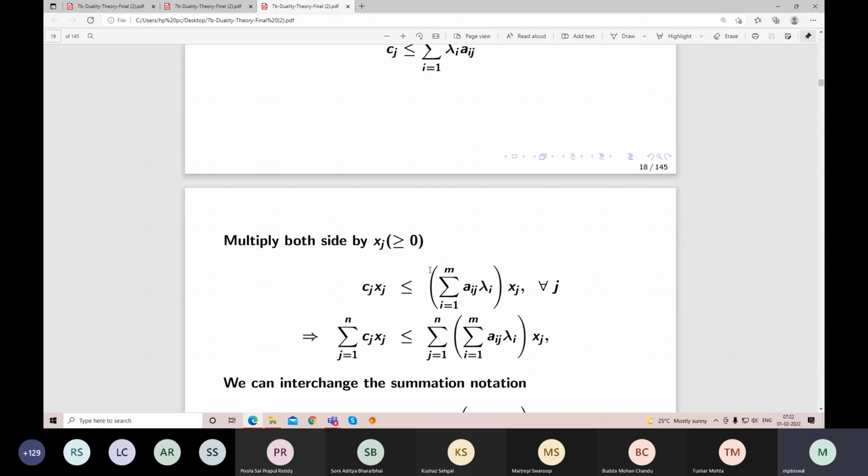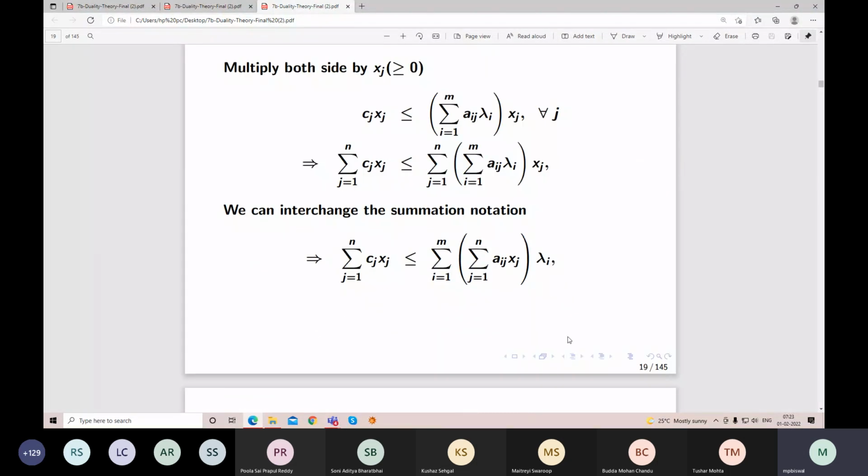After that, you sum it. There are n such terms. Take the summation over j varies from 1 to n: the sum of cj xj is less than or equal to the sum over j from 1 to n of this quantity multiplied with xj. Then there is a trick. There are two summations, j varies from 1 to n and i varies from 1 to m. We can interchange the summation. You can see here.